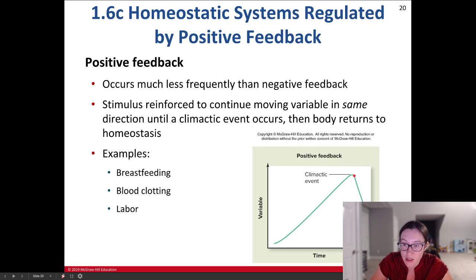And once that happens, there is no more stretching on the cervix. There's nothing to stretch the cervix anymore. And so there's no more oxytocin that needs to be released. And so we can go back to homeostasis after that climactic event. Other examples are going to be breastfeeding and blood clotting.